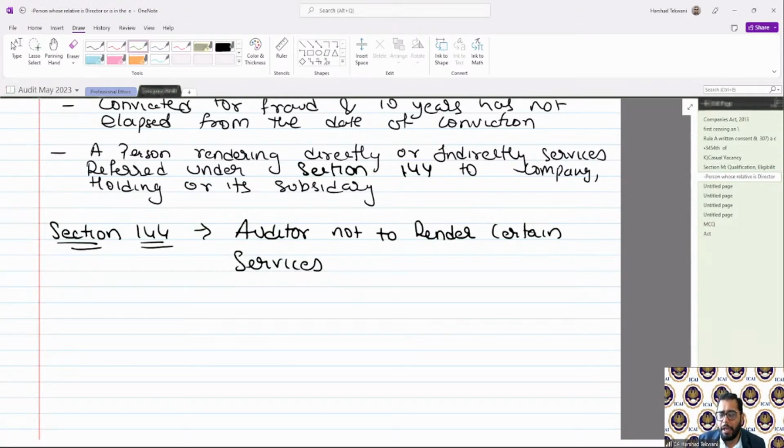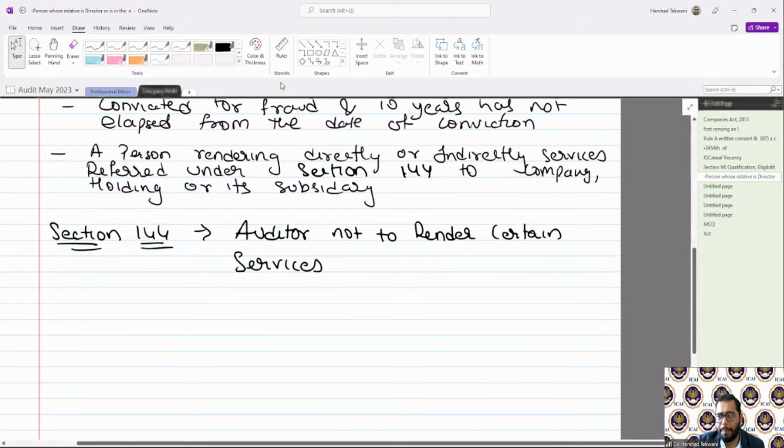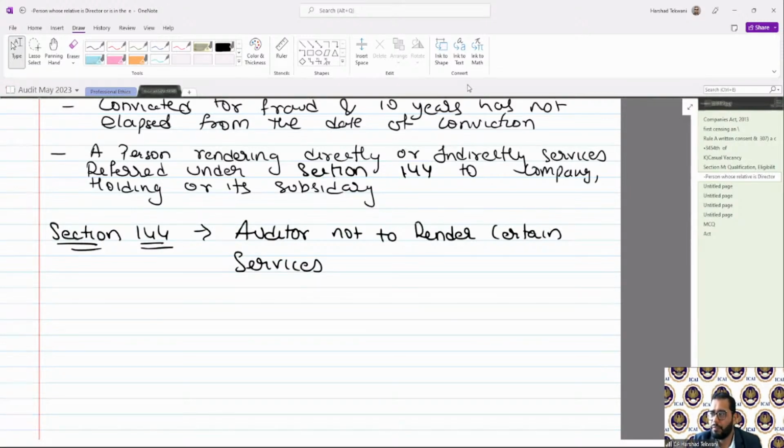Section 144 says that an auditor appointed under the provisions of the Companies Act, if that auditor provides to the company any service other than the service approved by the board of directors or the audit committee, shall be disqualified and shall not provide such service. Basically, there is a list of services specified which cannot be provided to the company by an auditor appointed under the provisions of the Act.